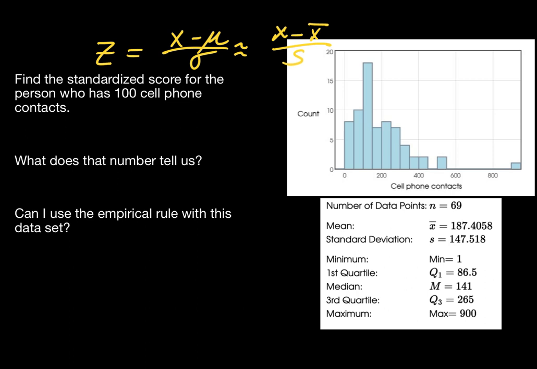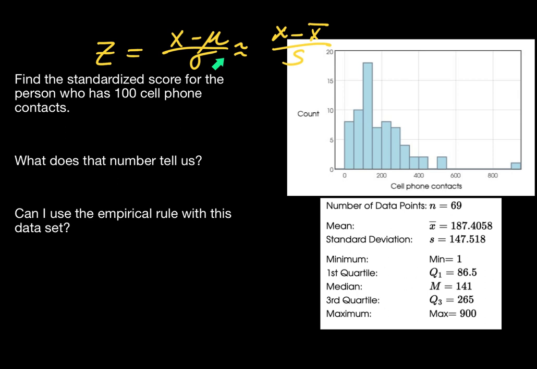But these were the cell phone contacts that we collected data from at the beginning of class. And the first thing that we're going to say is find the standardized score of the person who has 100 cell phone contacts. Ooh, stop moving that around. There we go. All right, so standardized score of the person who had 100. The moment you see these words, standardized score, you need to be instinctively thinking z-score.